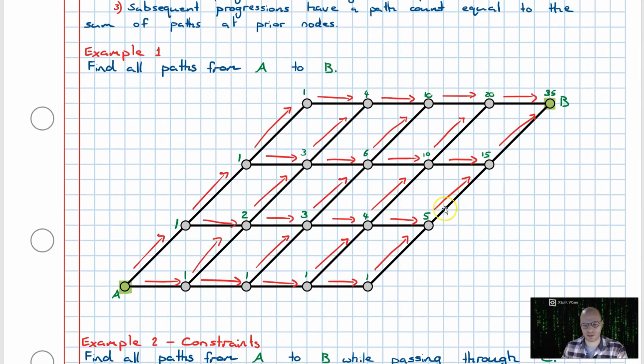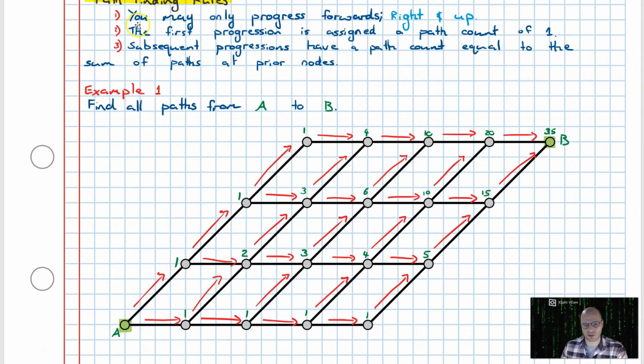So what you can see is that the complication here mostly comes from drawing all of the arrows and summing the numbers together. But overall, it's just 3 rules that we have to abide by.